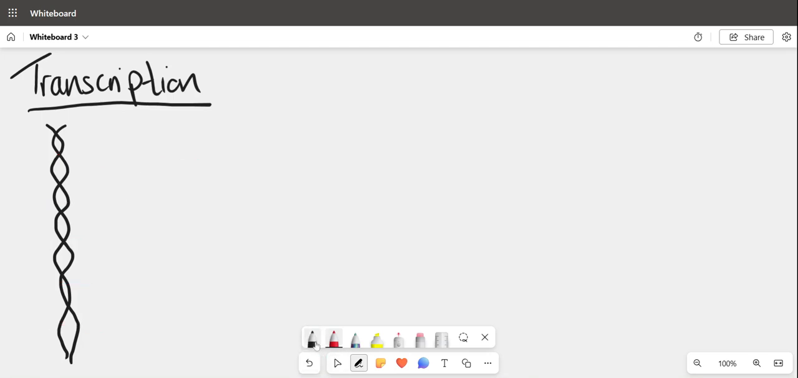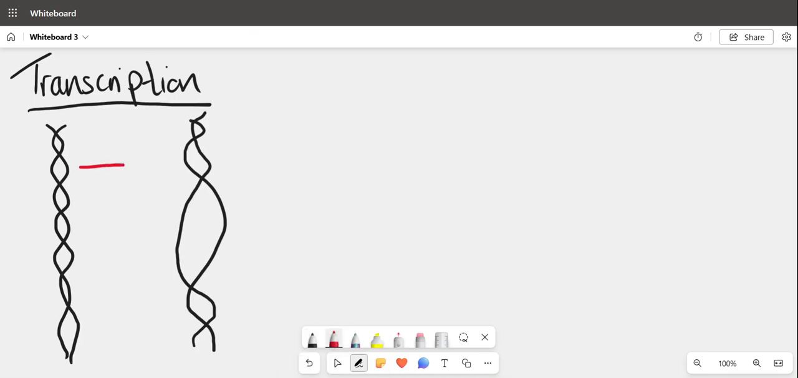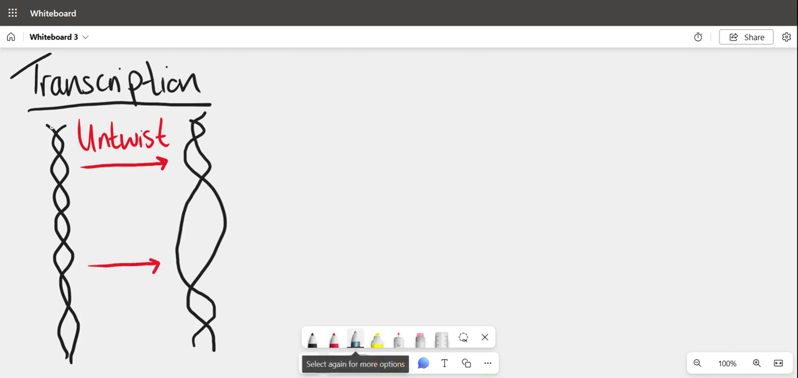So the first thing that we need to do is we need to undo this double helix. Now, we don't need to undo the double helix the whole length of the DNA, only just a little part of it like this. Now, when we untwist the double helix, that gets rid of the spiral. And then what we need to do is we need to break the hydrogen bonds.